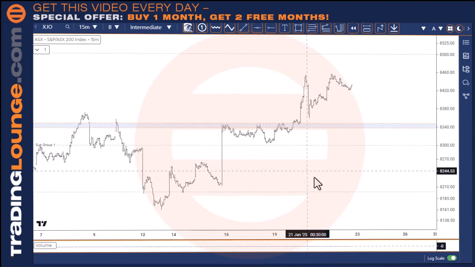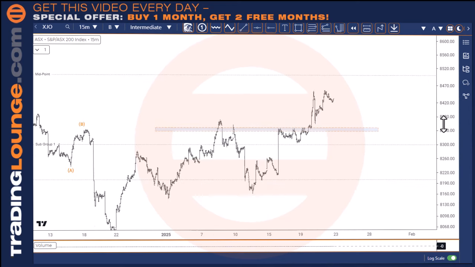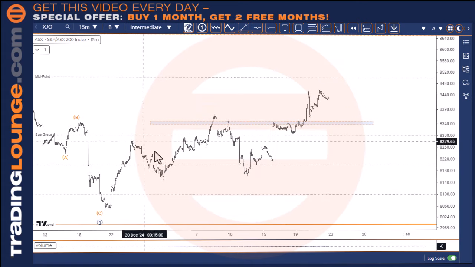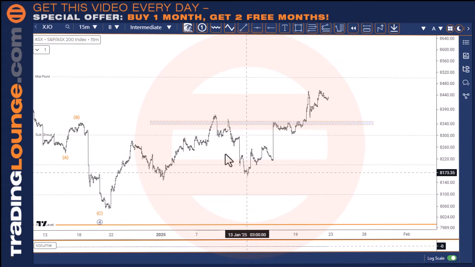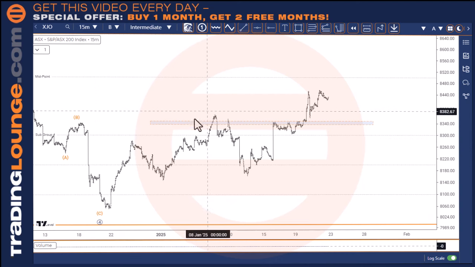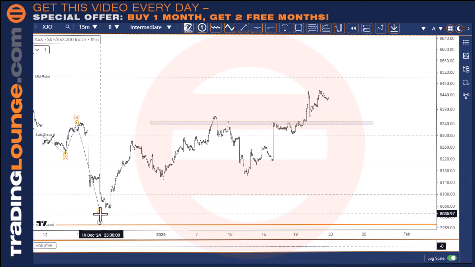So let's have a look at this here. This little move from the low here of this wave 4, we could look at it as 1 and 2 and 1 and 2, or we could just do an ABC for 1. I kind of like looking at it as, let me just see that.